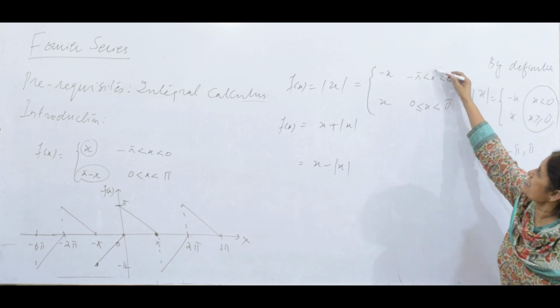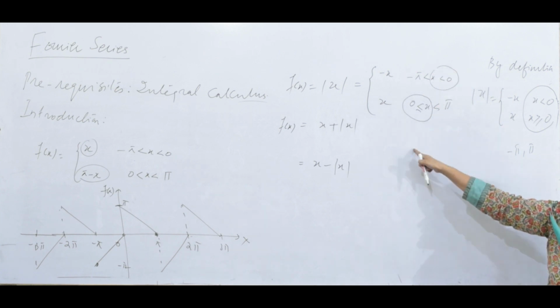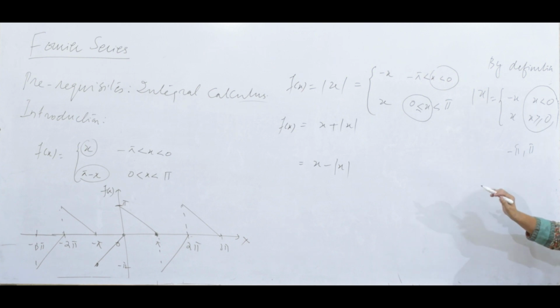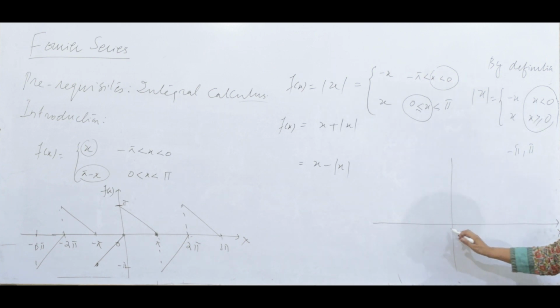Look at that. x less than 0, this is as it is. x greater than 0, this is as it is. But I have the inequality there. Let me have the sketch again. This is minus pi to pi. Then 2 pi, 3 pi.